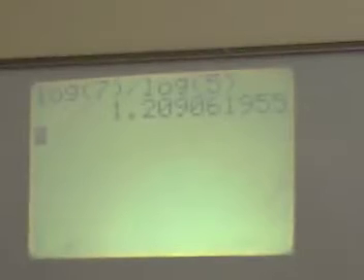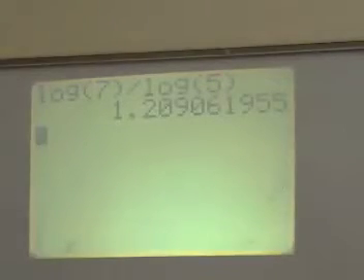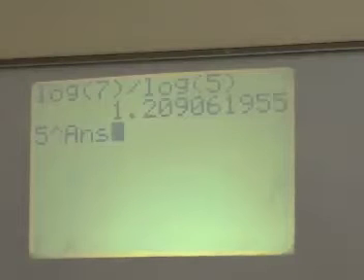How can I check that number? Again, that's the solution to that problem. 5 to that number should give you 7. So if I take 5 raised to that strange exponent, I should get, sure enough, 7. So that's how I know it's right.